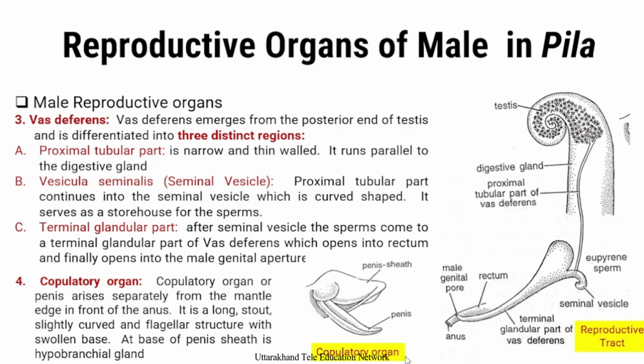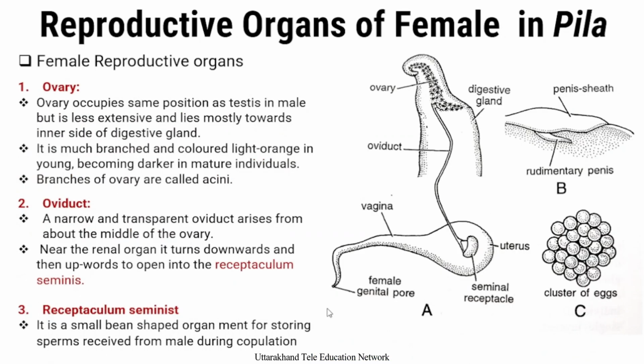Then come to the copulatory organ. The copulatory organ or penis arises separately from the mantle edge in front of the anus, and it is a long, stout, slightly curved, flagellar structure with a swollen base, as you can see in the picture. And at the base of the penis sheath is the hypobranchial gland. So these are the male reproductive organs.